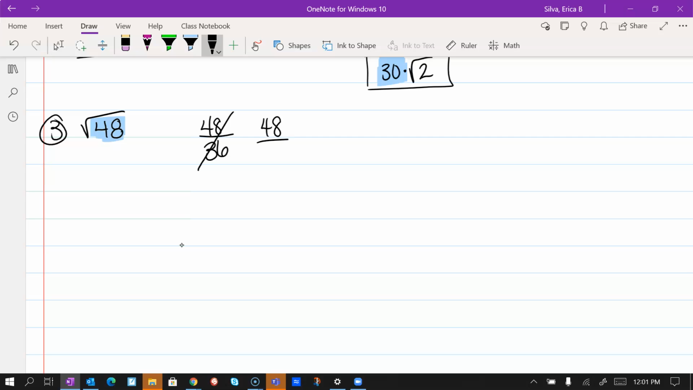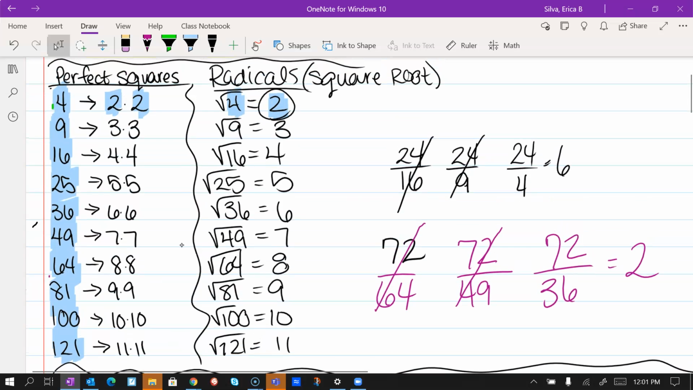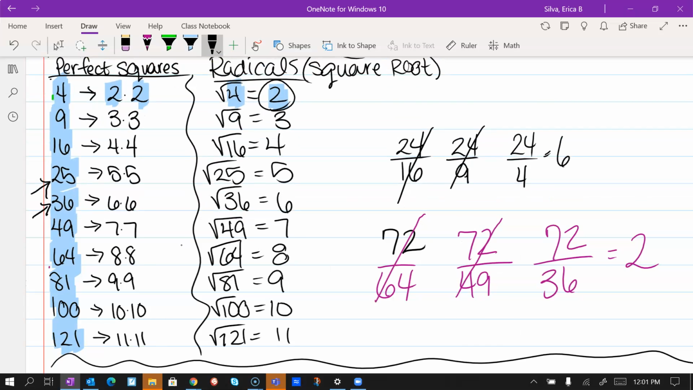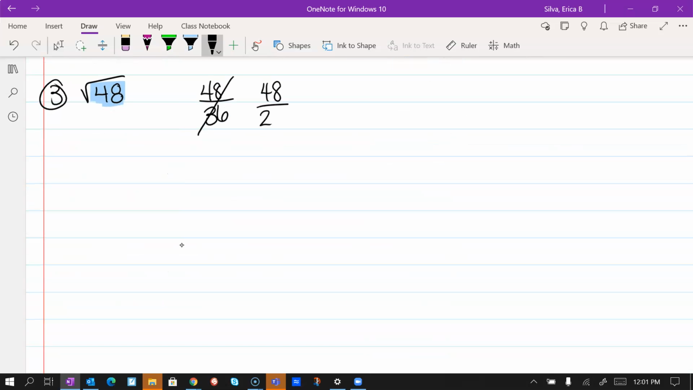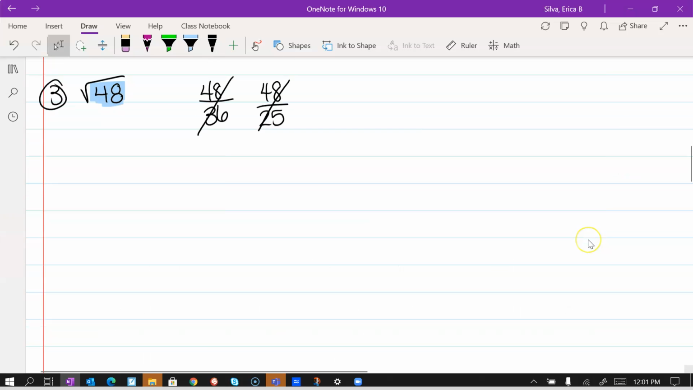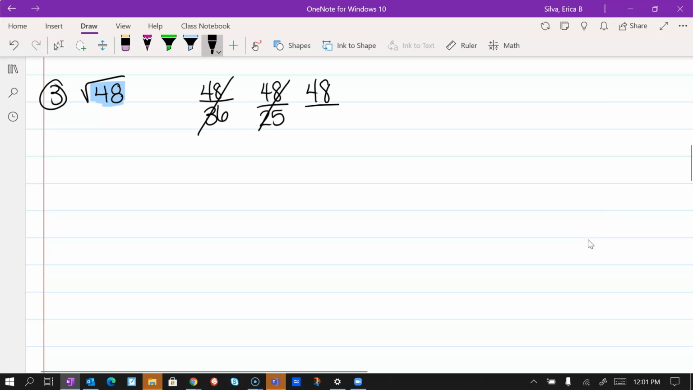Then we do 48 divided by the next perfect square. What's my next perfect square? Let's go back up. We're at 36. It's 25. So let's divide that number by 25. Is 48 divisible by 25? Put it in your calculator and see if it gives you a decimal. It gives you a decimal, so it's not divisible by 25. Then we go to the next one. 48 divided by 16. Is it divisible by 16? Yes.